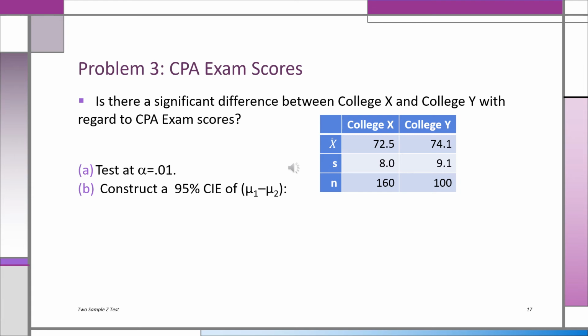Anyway, here's the sample evidence. Notice we're looking at a sample of 260 students, right? We took 100 students from College Y and 160 from College X. And it does seem to be a slight difference, 72.5 versus 74.1. Those are the means. And the standard deviations are 8 and 9.1. But as you know, if we test, let's say, an alpha of 0.01, we are not sure if the difference is sampling error or not. So we're going to do a statistical test.